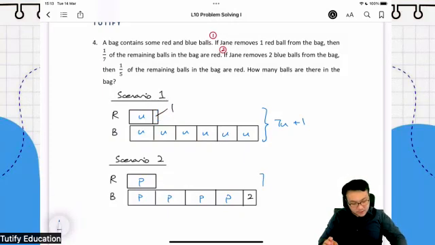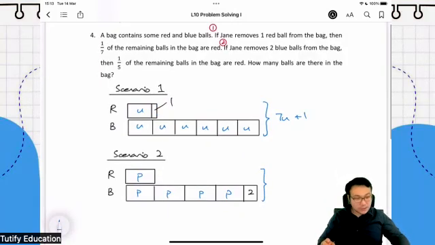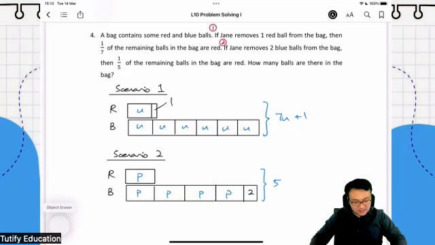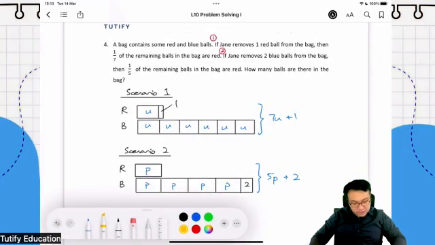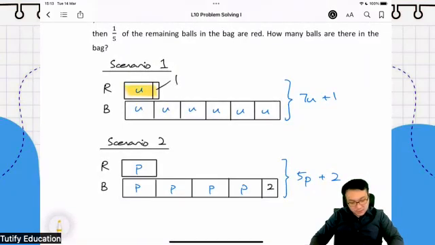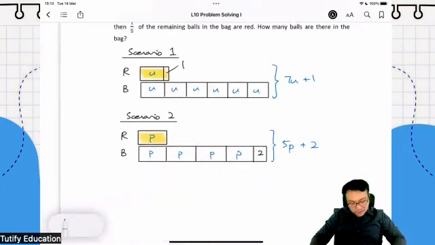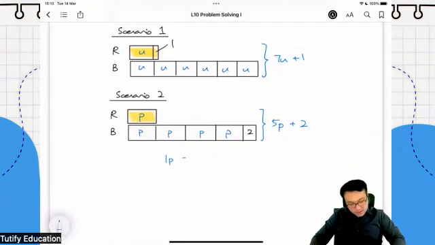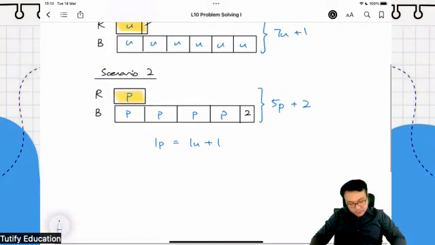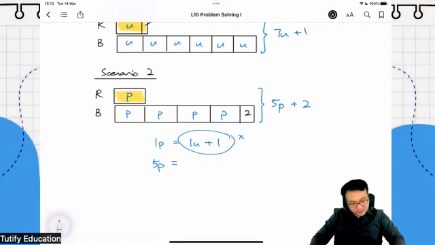In scenario number 2, can you help me to count how many parts? 5. 5 parts plus? 2. Yes, very good. Now we also notice that 1 unit plus 1 equals to 1 part. So we can say 1 part is the same as 1 unit plus 1. So if I want to find 5 parts, you times 5 for everything.